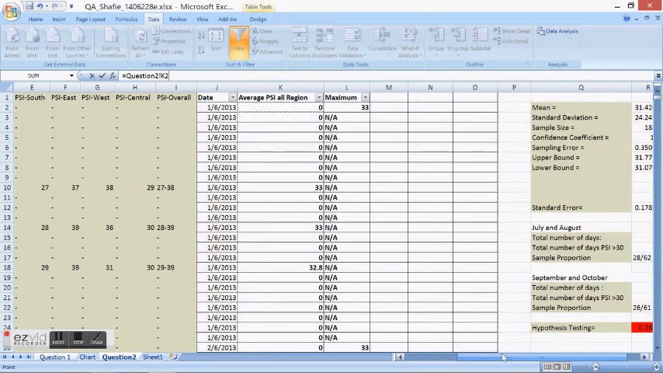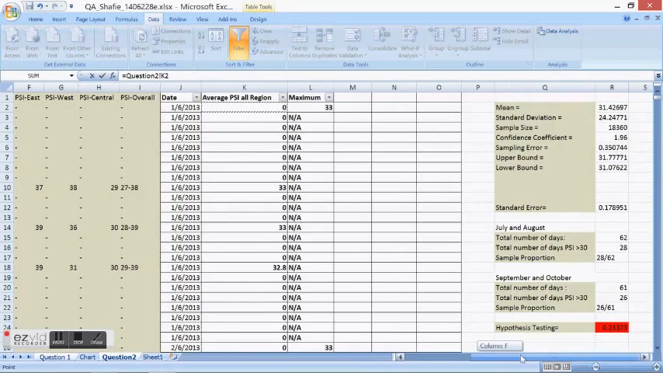After that, moving on to the confidence interval formula, all I have to find is the mean, standard deviation, sample size, confidence coefficient, sampling error, upper bound, and also the lower bound. Oh, lastly, standard error. Once I found them, the upper bound and lower bound depict the confidence interval that is needed in question 2.